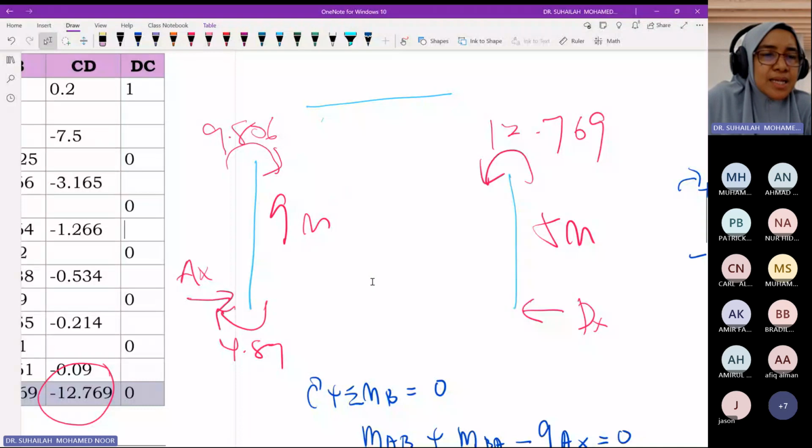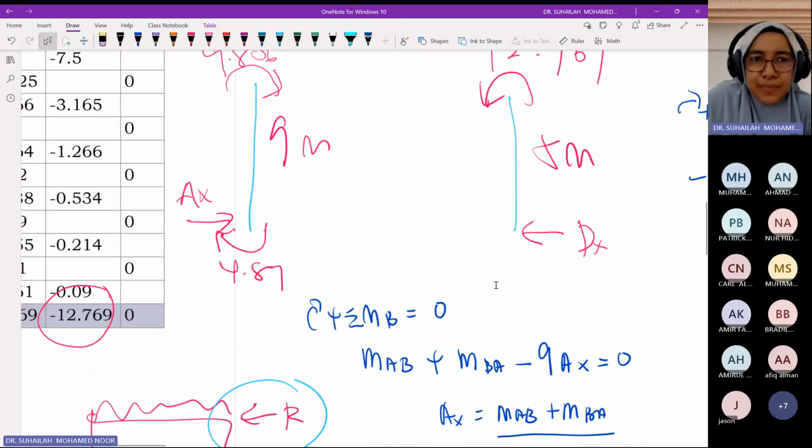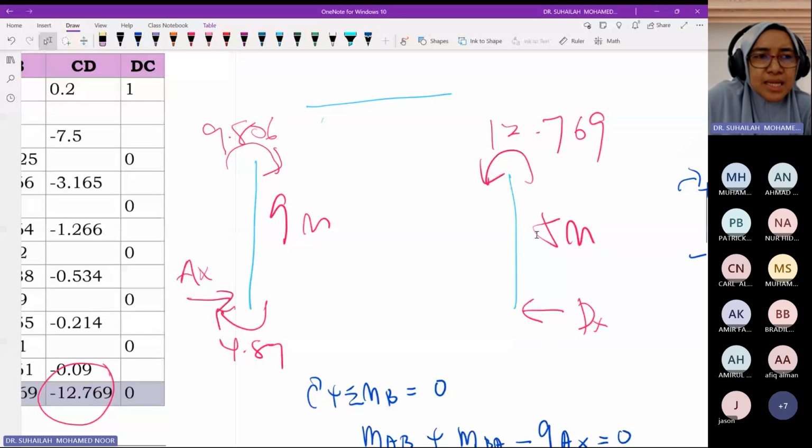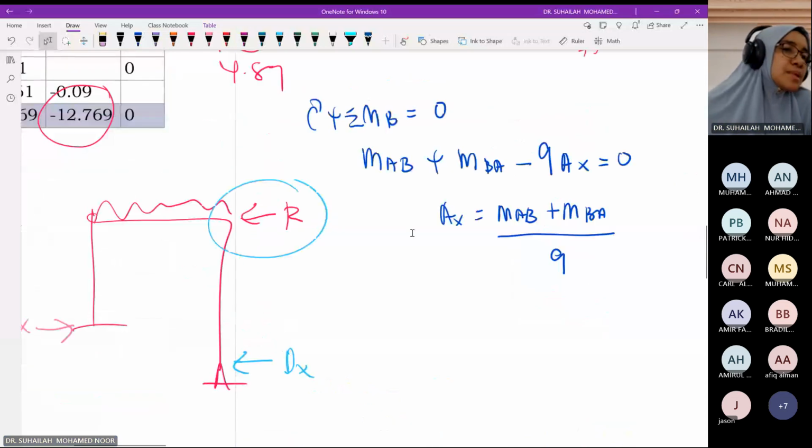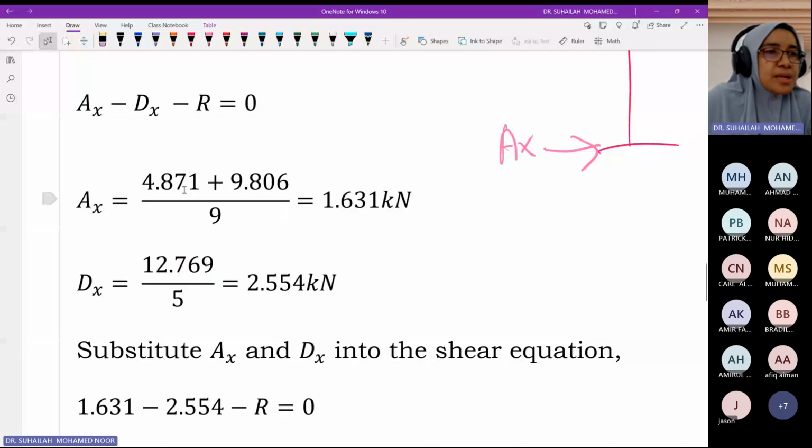Okay, so dapat AX sini, so tengok pula yang ni, kita dapat DX. So dekat sini CD ni datang dari MCD dengan MDC 0. So dapatlah yang ni. Okay, AX. Dia macam ni bukan formula tapi sebab moment plus moment divide dengan length. Okay, moment MAB plus MBA divide dengan length. So dia kat sini dia dapat positif. Okay, tapi kalau tadi arah yang AX, DX yang kita letak tu different direction, mungkin kita akan dapat nilai ni negatif. So doesn't matter, boleh je.